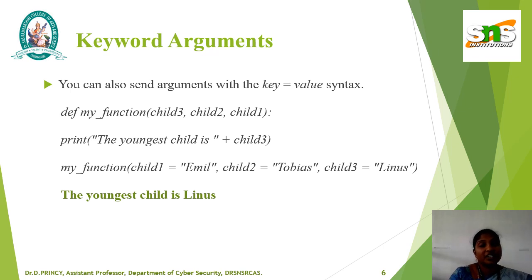Keyword arguments. We can also send arguments with the key equal to value syntax. That means when we are calling a function, if we do not send the value, the default value will be assigned. Def my_function child3, child2, child1. It takes 3 arguments. When I call the function with child1 equal to email, child2 equal to tobias, and child3 equal to linus, the values are assigned to those particular parameters. The youngest child is linus.